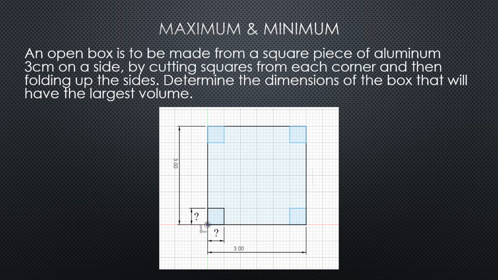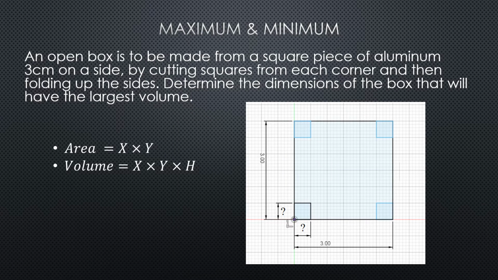So let's break that question down a little bit. Basically what it's telling us is we've got this flat piece of aluminum that is 3 centimeters by 3 centimeters, and we're going to cut out the corners in perfect squares and then fold it up, and it's looking for the largest volume. So the big question is, what's the dimension of the squares that we're going to cut from this piece of aluminum?